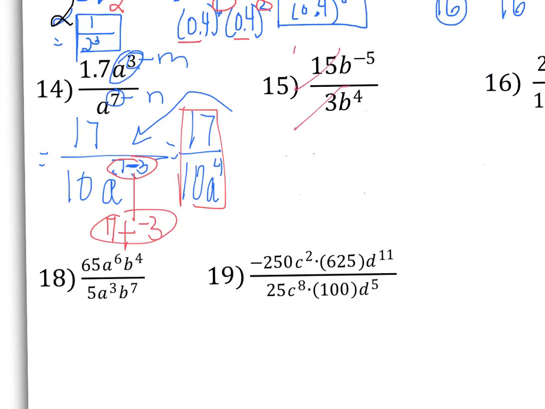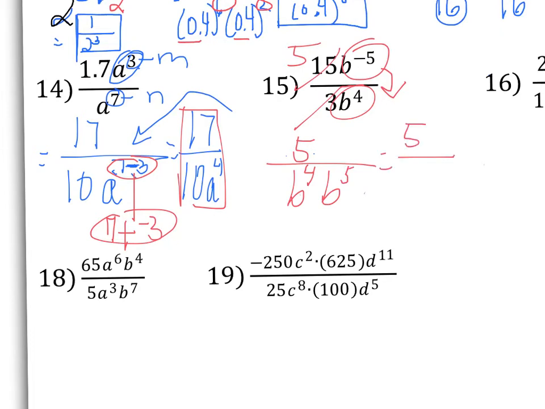Cancel, get 5, and I want to keep b to the 4th power in the denominator and move b to the negative 5th power to the denominator. So that becomes positive 5. That would equal 5 over b to the 4 plus 5, which is 9. Right?